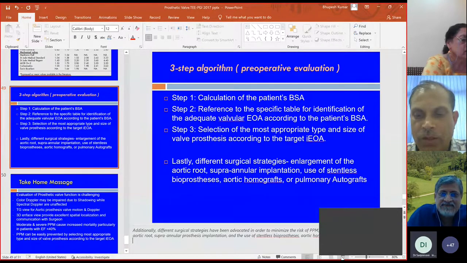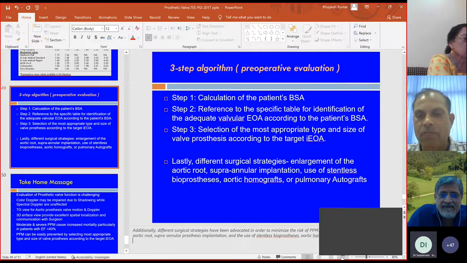I think Indians are prone for this because they have a small body structure, BSA, and small aortic root and annulus. They are prone for these things.